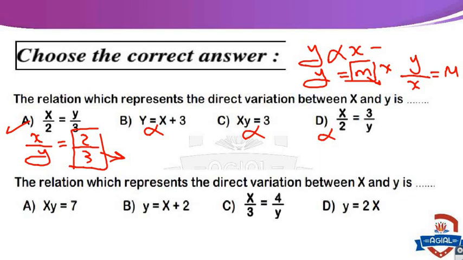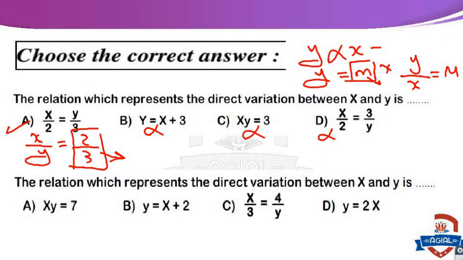Number 2. The relation which represents the direct variation between x and y is what? Letter A, xy = 7. Letter B, y = x + 2. Letter C, x over 3 equals 4 over y. Letter D, y = 2x.